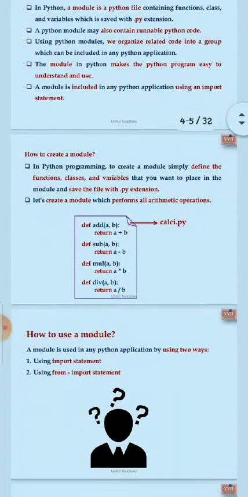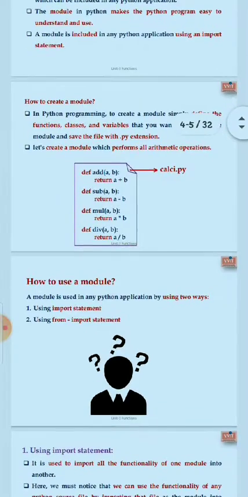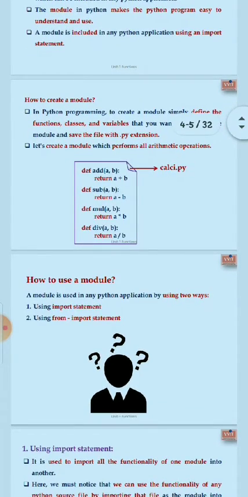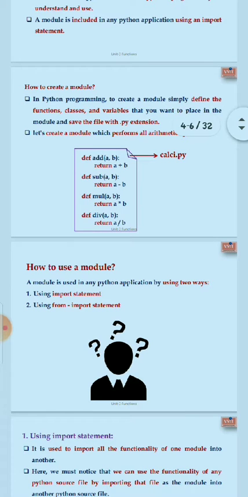So let us come to how to create a module. You can create the module in the following way. In Python programming, to create a module, simply define the functions, classes, variables that you want to place in the module. Save the file with .py extension. Let us create a file which is named calc with the extension .py.